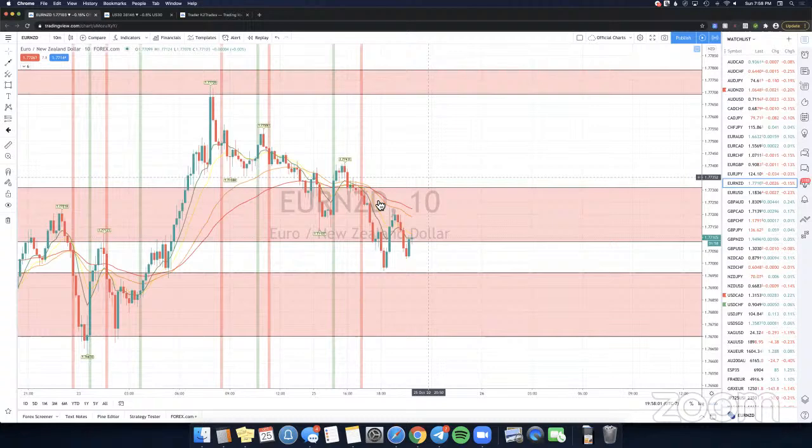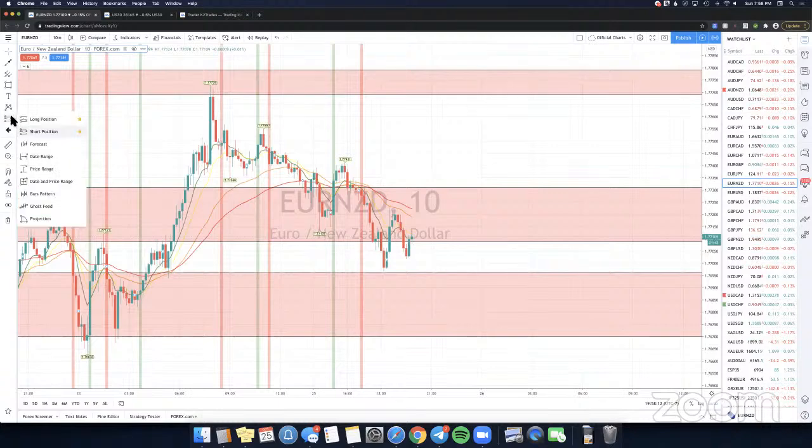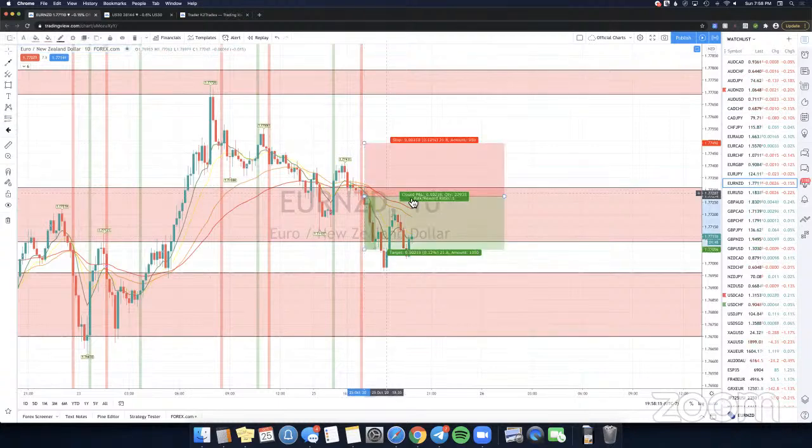EN, this would have been an entry right here. This was when the market opened at 1650. So price was below the pivots, retracement, rejection, sell signal. That'd be a short position right there, 21 pips.